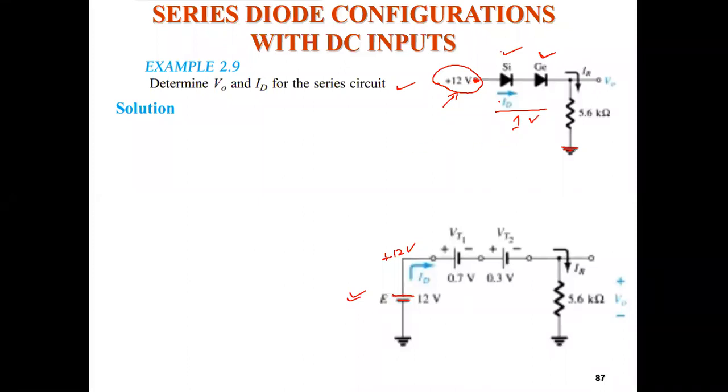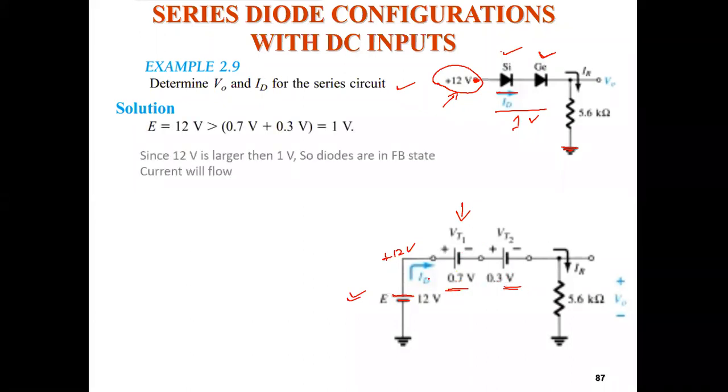If it will conduct, then you have to replace the silicon with its VT equivalent, so the silicon diode is replaced by a 0.7 volt battery. Similarly the germanium is replaced by a 0.3 volt battery. After that you go on solving. First we check that 12 volt is greater than 1, so it will conduct and both the diodes will be forward biased. Then, if it is asked to find V0, meaning this voltage, we proceed.